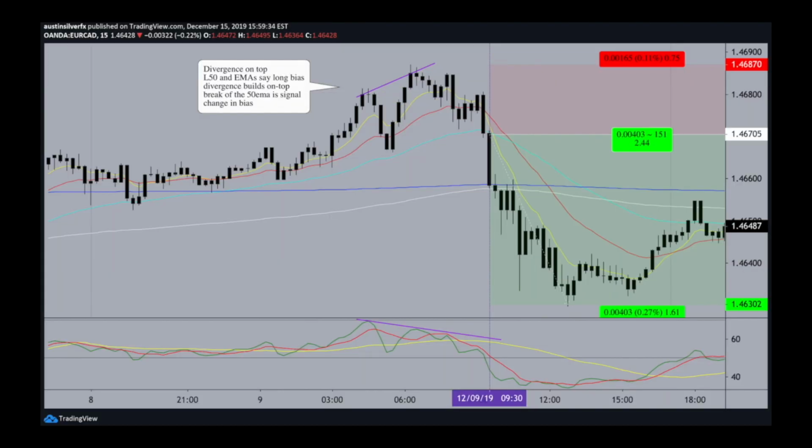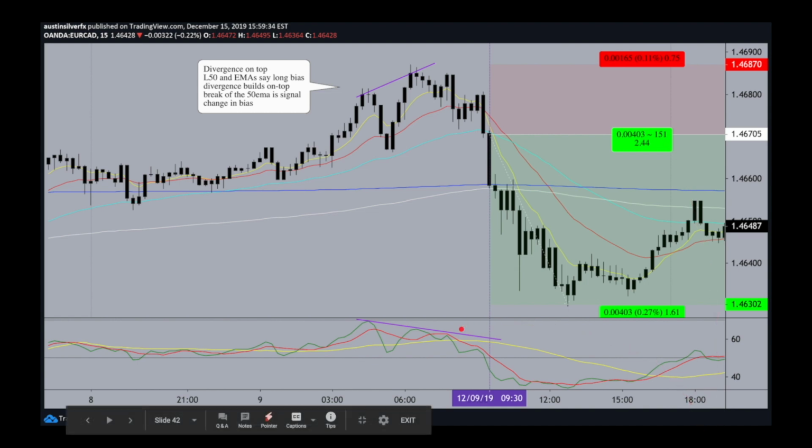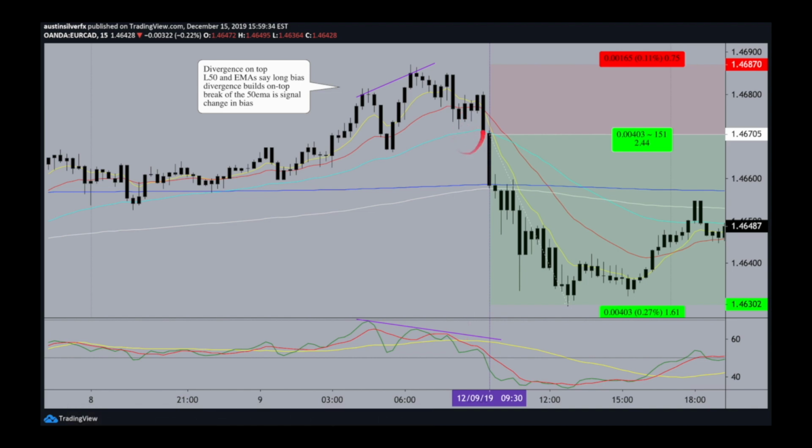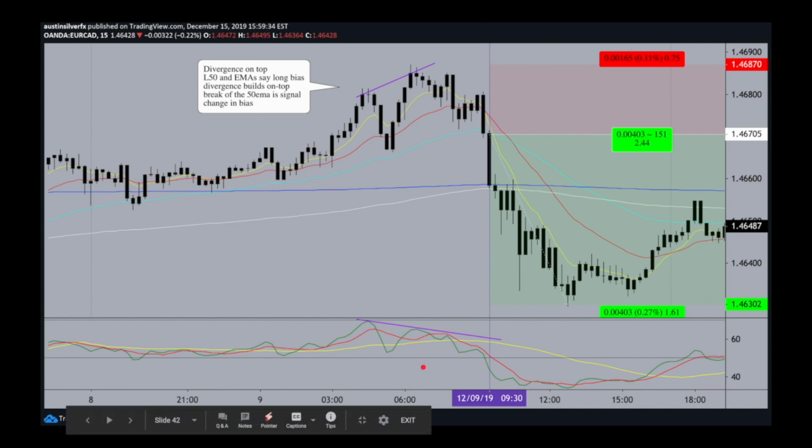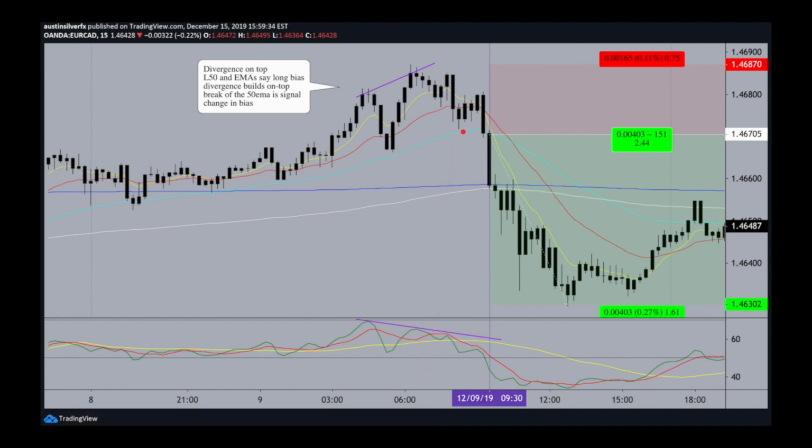So let's take a look at another example on Euro CAD. You see L50s in the buy zone all day. EMA is coming into an uptrend, but it builds divergence. So this is a situation where you would say, Austin, wouldn't we look in the 50 here to go long as a D1? No, remember, you have to check the 15-minute, and if there's divergence on the 15-minute, you would be hesitant to go long off the 50 here, right?